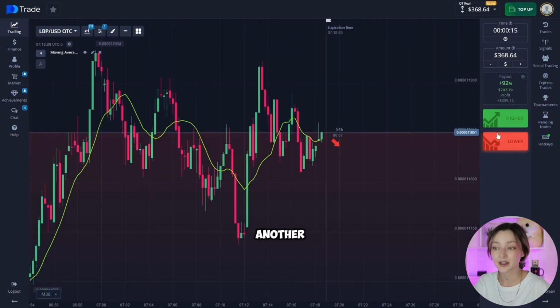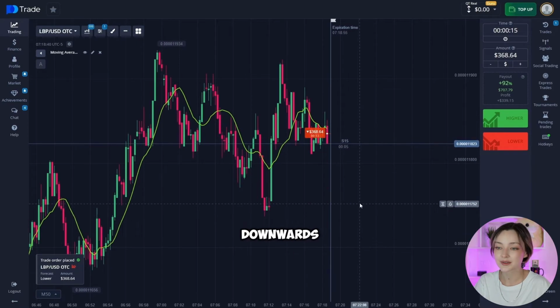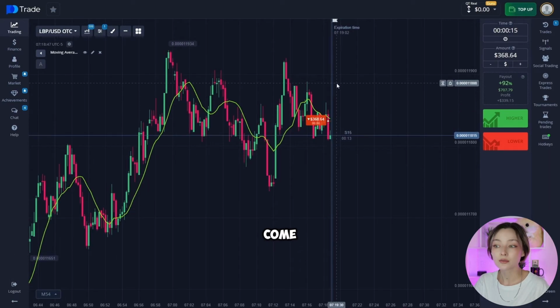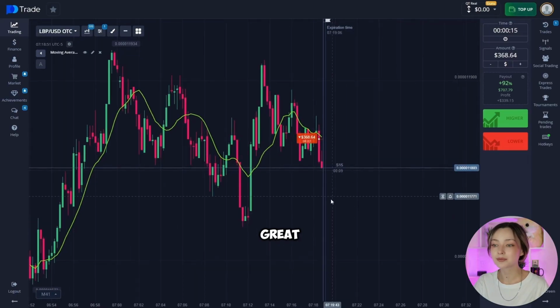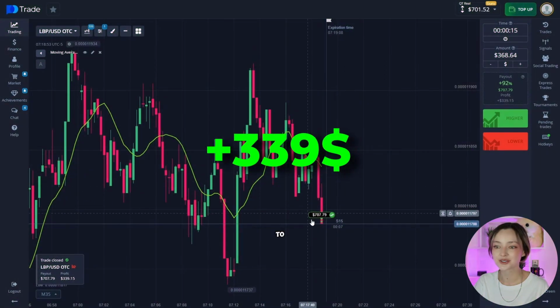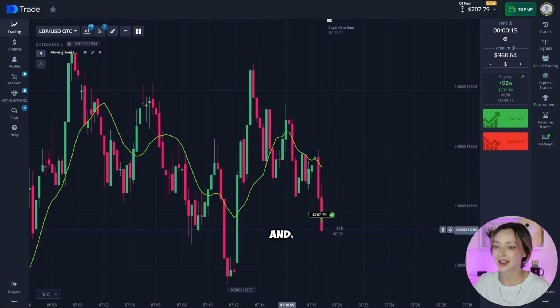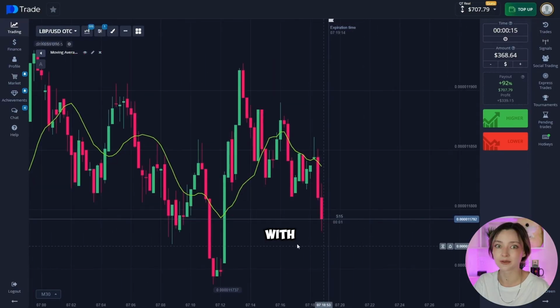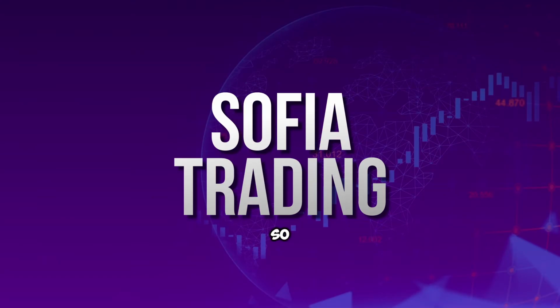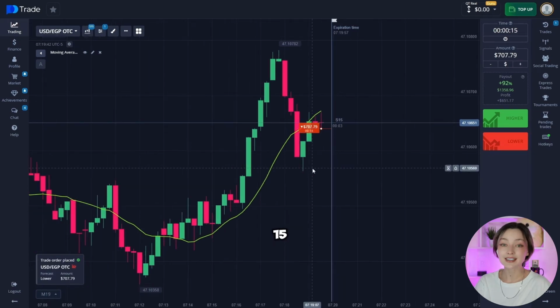So I found another case, placing a trade downwards. As you can see, the price has come back to our line. And look again, just what a great price fluctuation we managed to capture. And see how well our account balance has increased ever since we started with $100. So I'm placing another trade for 15 seconds.